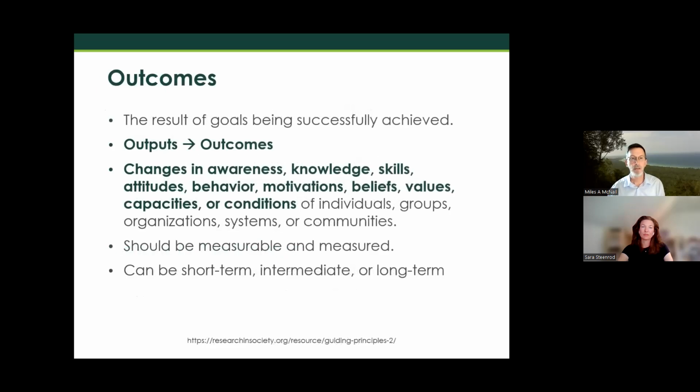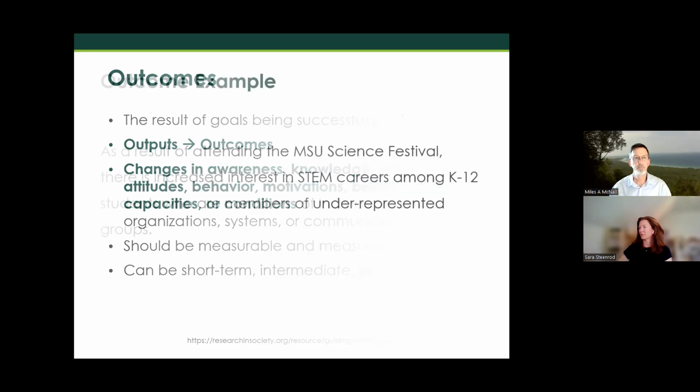That brings us to outcomes. And these are the results of goals being successfully achieved. And as I said a moment ago, outputs contribute directly to the attainment of your outcomes. And outcomes often involve changes in awareness, knowledge, skills, attitudes, behavior, motivations, beliefs, et cetera. And it can be among individuals, groups, organizations, systems, or communities. They should be measurable and they should be measured, and they can be short-term, intermediate, or long-term.